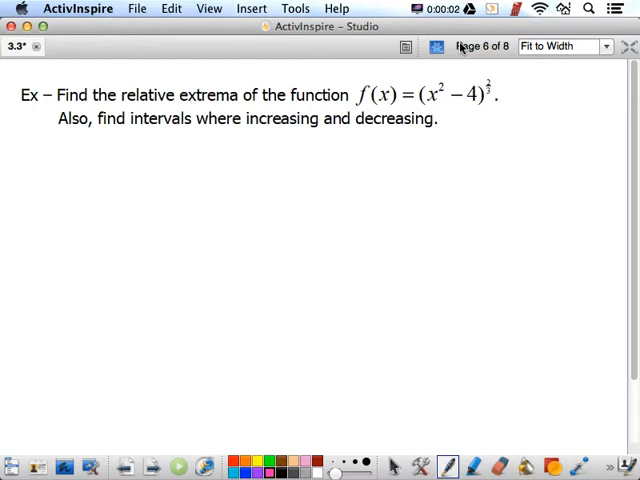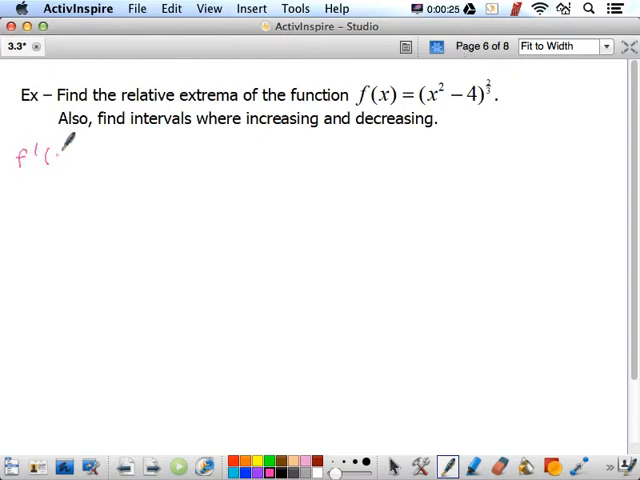For this example, we want to find the relative extrema of the function f of x equals (x squared minus 4) to the 2/3 power. And we also want to locate where the intervals are increasing and decreasing, which is not really any extra work because you have to go through all of that to locate the relative max and mins anyway. So, what do we do first?